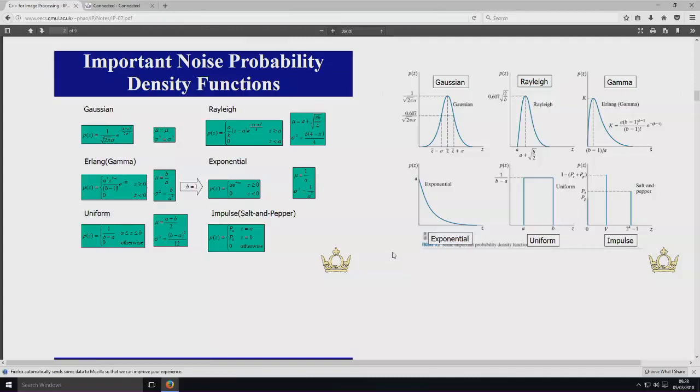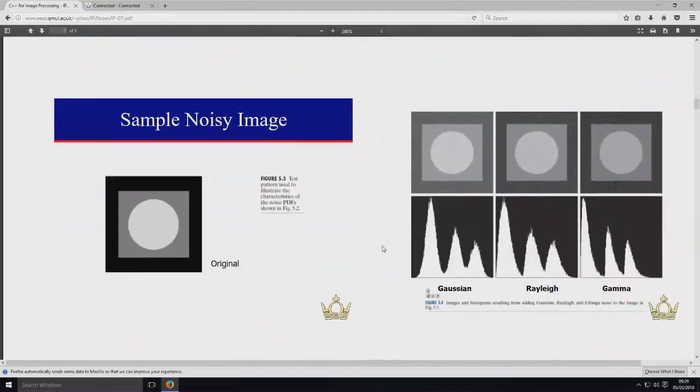Another distribution is called Laplace or something, also used as noise in image processing.